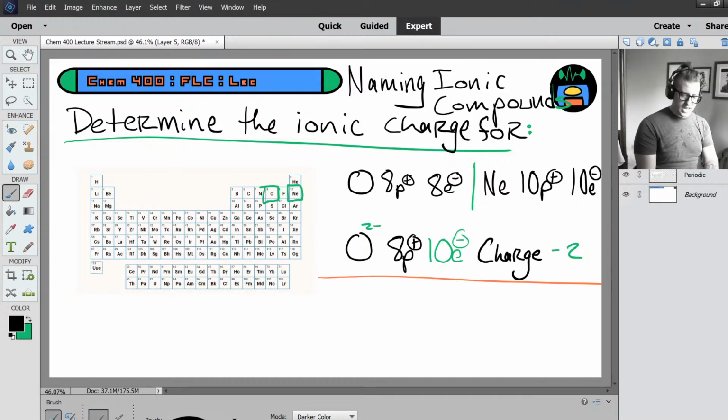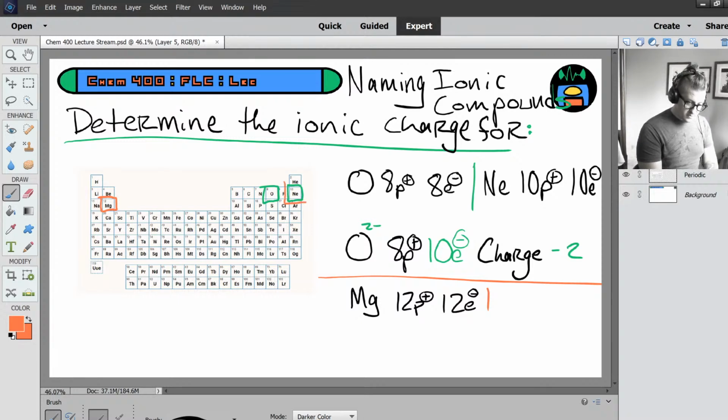Let's determine the ionic charge for magnesium, Mg. All right, first step, we have to find magnesium. It's right here. Magnesium has 12 protons and 12 electrons. Magnesium's nearest noble gas is also neon, just like oxygen. And neon, as we know, has 10 protons and 10 electrons.